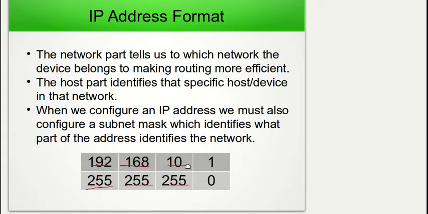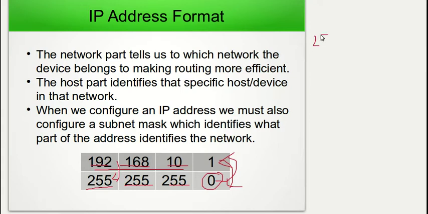If an octet has a 0, it means that the corresponding octet in the IP address represents the host. So in this case, the first 3 blocks of the IP address match up with the 255 in the subnet mask, meaning that the first 3 blocks represent our network. The last block of the IP address matches up with a 0, which means that this last block represents our device within our network. So it's used to uniquely identify our devices within our network. It's the subnet mask which actually identifies what part of the address represents the network and what part represents the host.